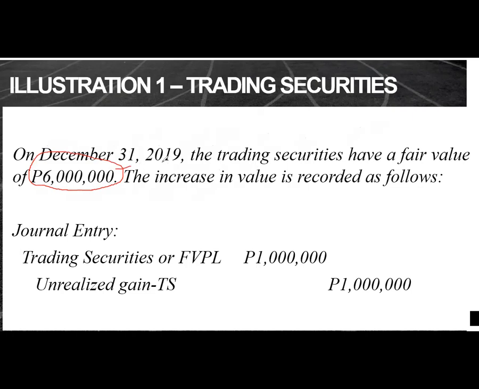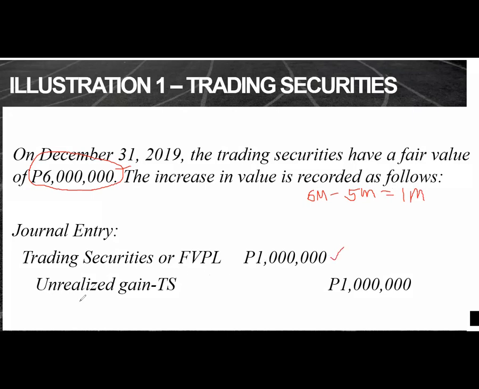And how much is the fair value nung December 31? Ang fair value ay 6 million. So dapat yung 5 million, gawin nating 6 million. So to record the increase in value, ganito yung gagawin natin. I-debit natin ang trading securities or FVPL or fair value through profit or loss at 1 million. Saan galing yung 1 million? 1 million is 6 million, your market value sa December 31, minus the carrying amount as per record natin, you have 5 million. So there's a difference now of 1 million. So itong 1 million na to, i-debit natin to increase the value of our trading securities.